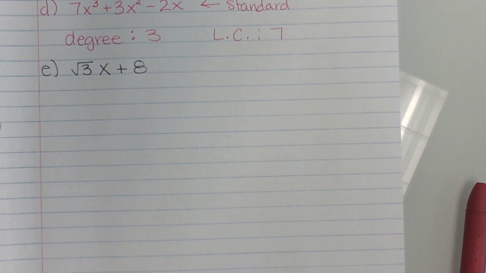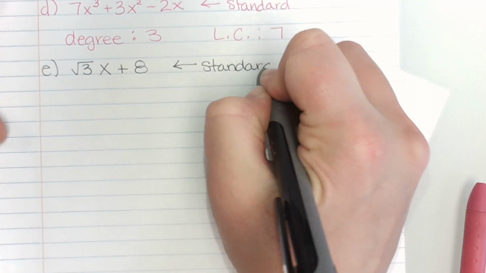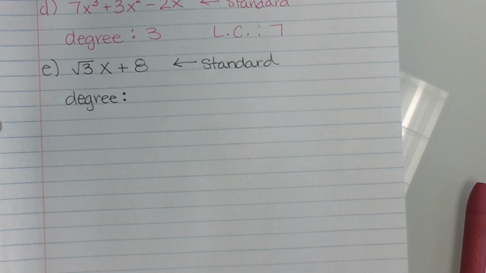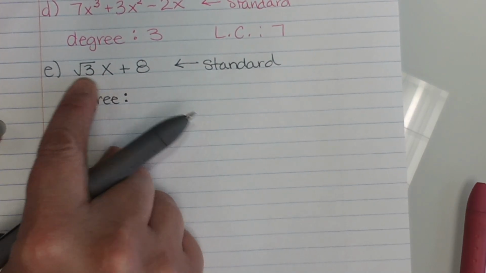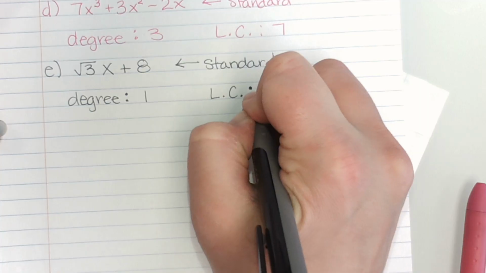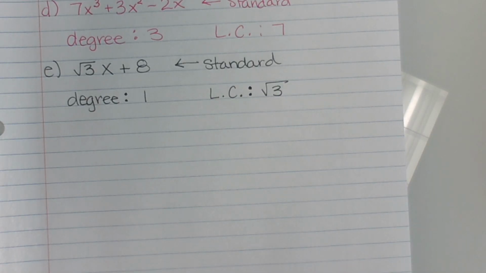Is it a polynomial? Yep. You mean that square root's not causing issues? No, because it's on a number. What's standard form? It already is in standard form. It's already decreasing in degree. Speaking of which, what is its degree? 1. This term's degree is 1, this term's degree is 0, 1 is bigger. Leading coefficient? The square root of 3. Remember, the coefficient does not have a variable on it. The coefficient's just the number in front. Okay.